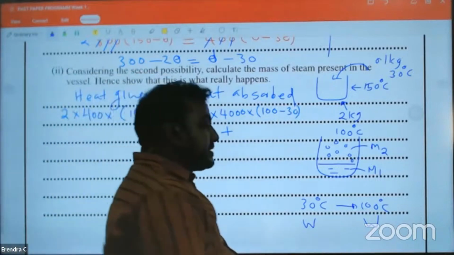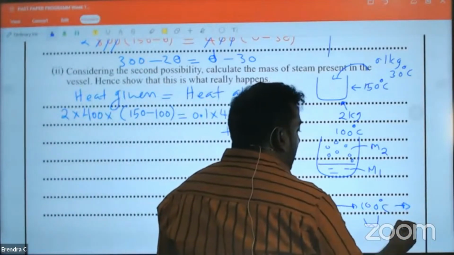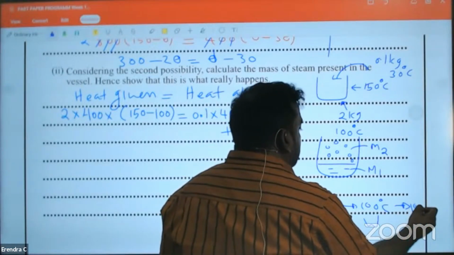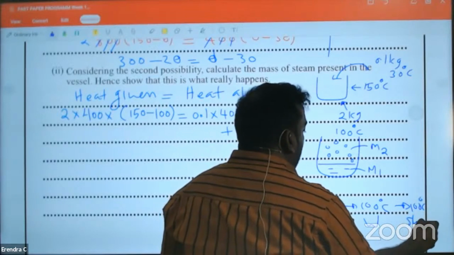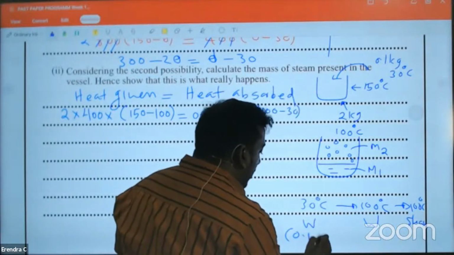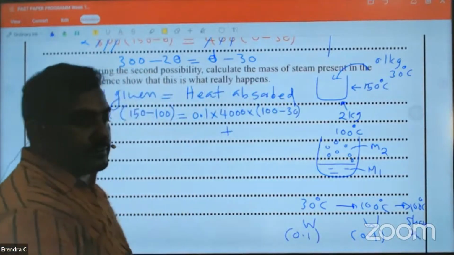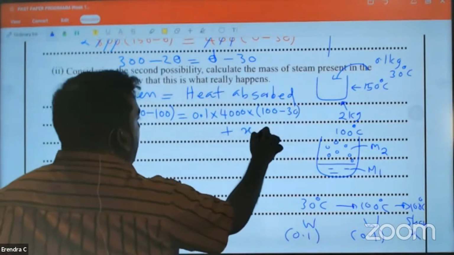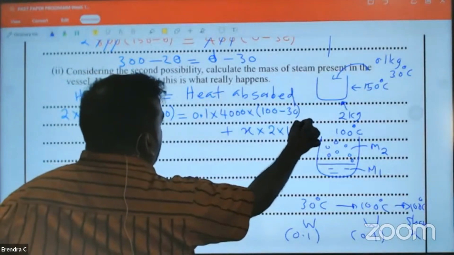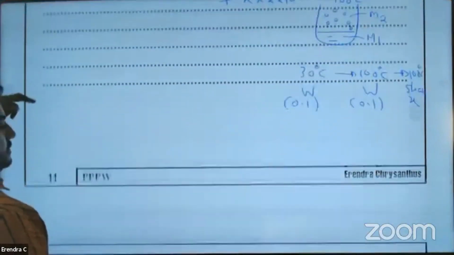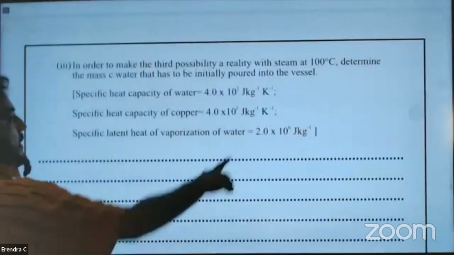Who will vaporize? Not everything. Only a small part will vaporize. X amount will vaporize, so steam will also form, but not for everything. Here 0.1, here 0.1, only for X. X will vaporize, 2 times 10 to the power, I think 6. I can't remember the value. I think 6.